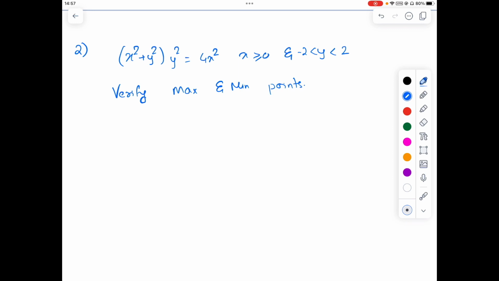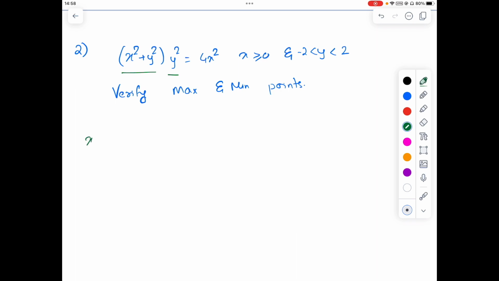So what am I going to do? To get the maximum and minimum points, first of all I find the derivative. So I'm going to use the product rule. So what is that over there? The product rule is going to be x square plus y square times y square is on the left hand side, and the 4x square derivative on the right hand side is going to be the easiest one.